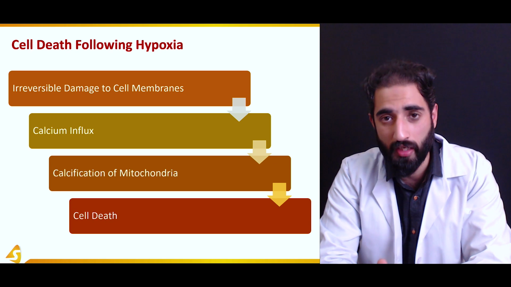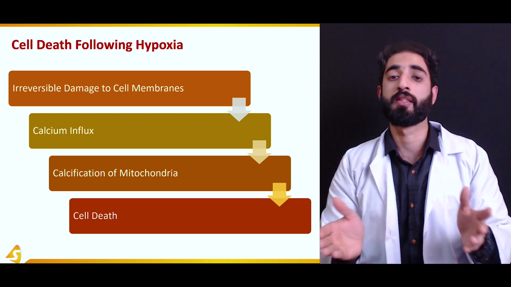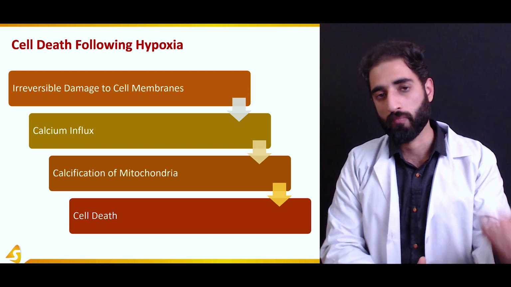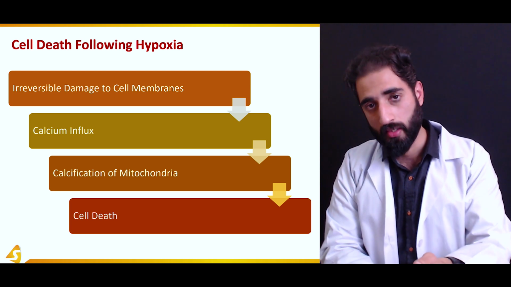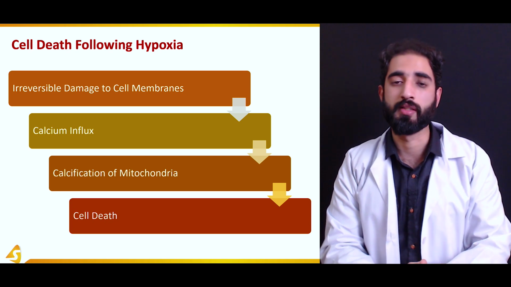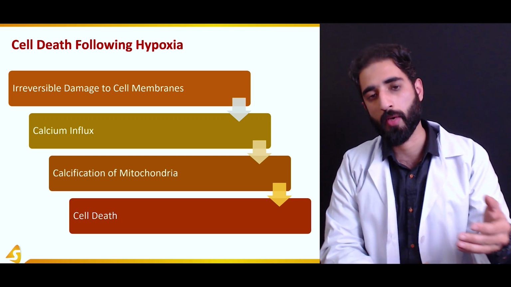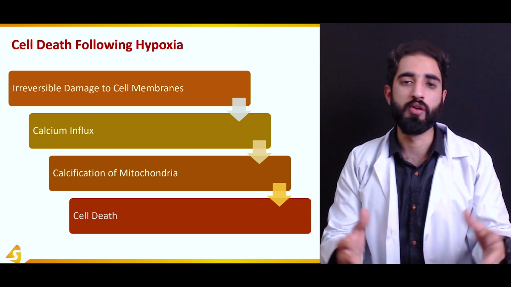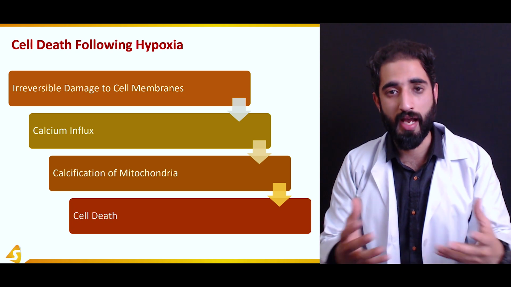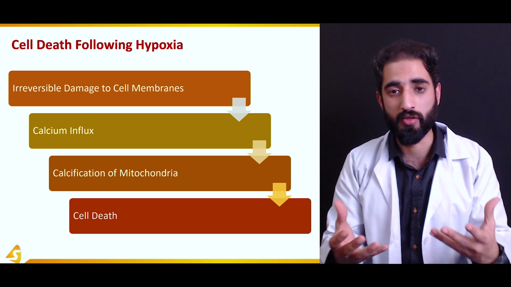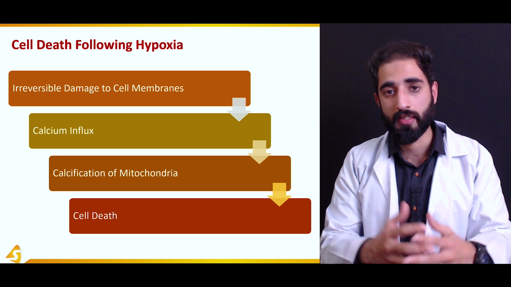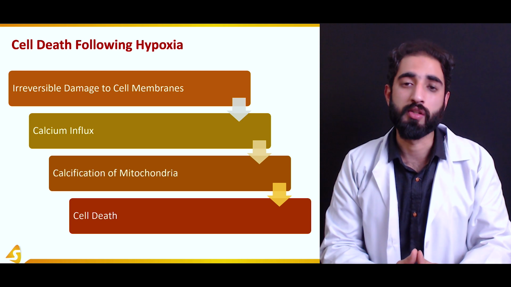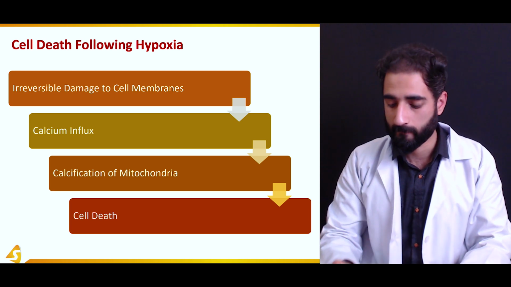resulting in the calcification of the mitochondria, which in itself is a very important organelle because it is involved in the oxidative phosphorylation and ATP production and synthesis. So when the calcification of mitochondria occurs, it becomes non-functional, and then no energy, no nutrition, and that results in cell death because there is no energy currency to perform the cell functions, as well as there is no structural integrity because the irreversible damage to cell membrane has occurred.